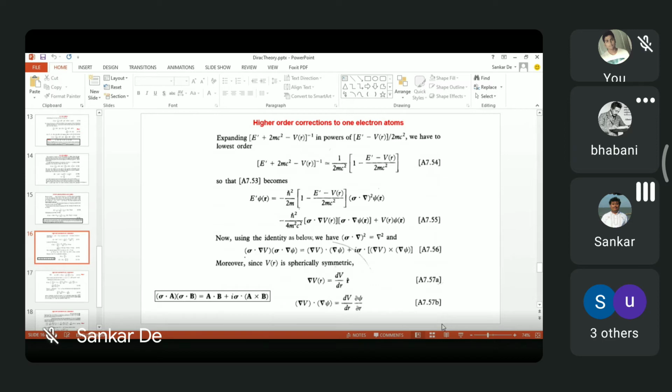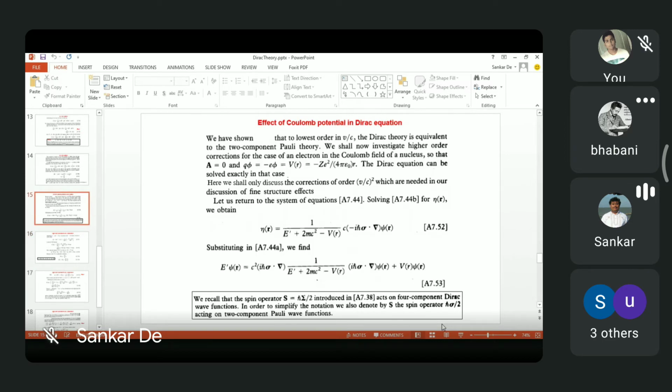Because sigma dot, so here there are two, from minus I h bar sigma dot grad, and then again I h bar sigma dot grad. So that is a square term. Exactly, exactly. That is a square term. That is what I'm saying, and that should be multiplied with the psi r.